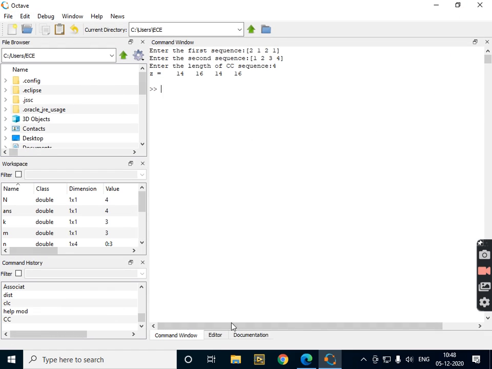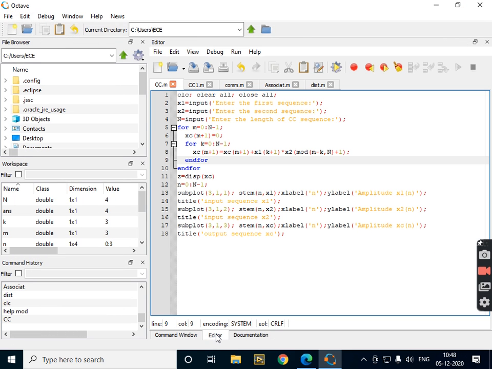So this is how we implement circular convolution by using the direct method in the Octave environment.